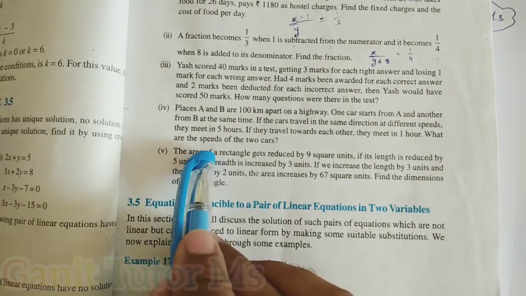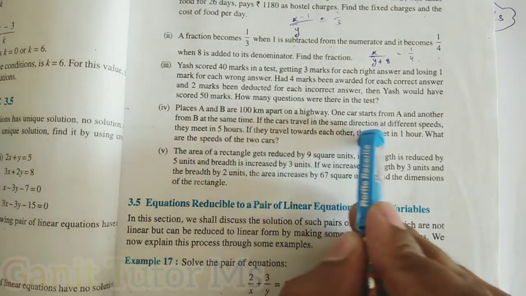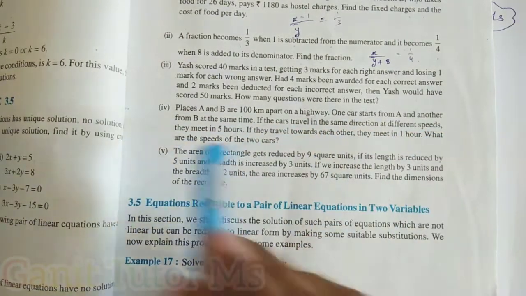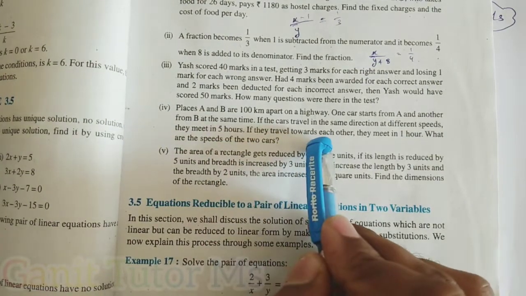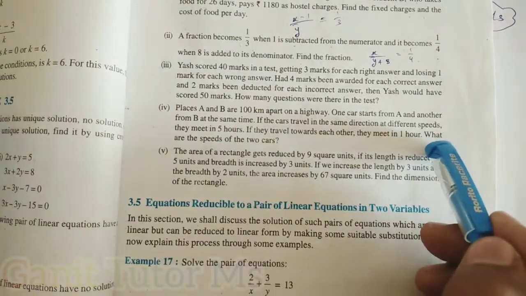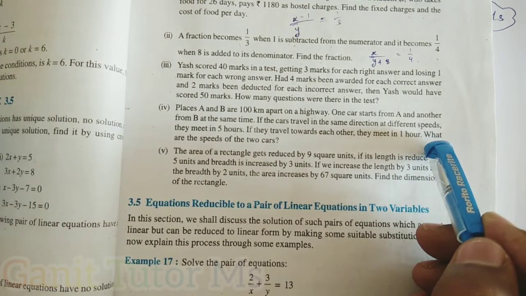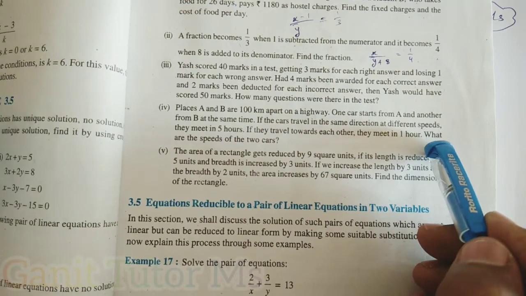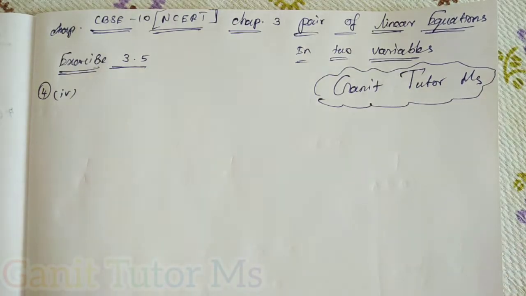And the first condition is, if the cars travel in the same direction at different speeds, they will meet in 5 hours. The second condition: if they travel towards each other, they meet in 1 hour. What are the speeds of the two cars? In this problem, we can find out the speeds of the two cars. It is an easy problem, and also an important one.